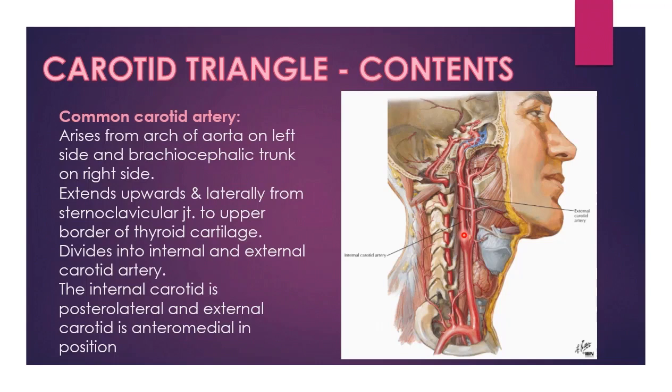Then you might wonder why this is given the name internal carotid and why this is given external carotid. The internal carotid artery supplies the structures inside the skull. It passes inside the skull, so that is why it is called the internal carotid artery. Whereas this supplies the structures outside the skull, extracranial structures, face and neck and part of the scalp. So that is why it is called the external carotid artery.